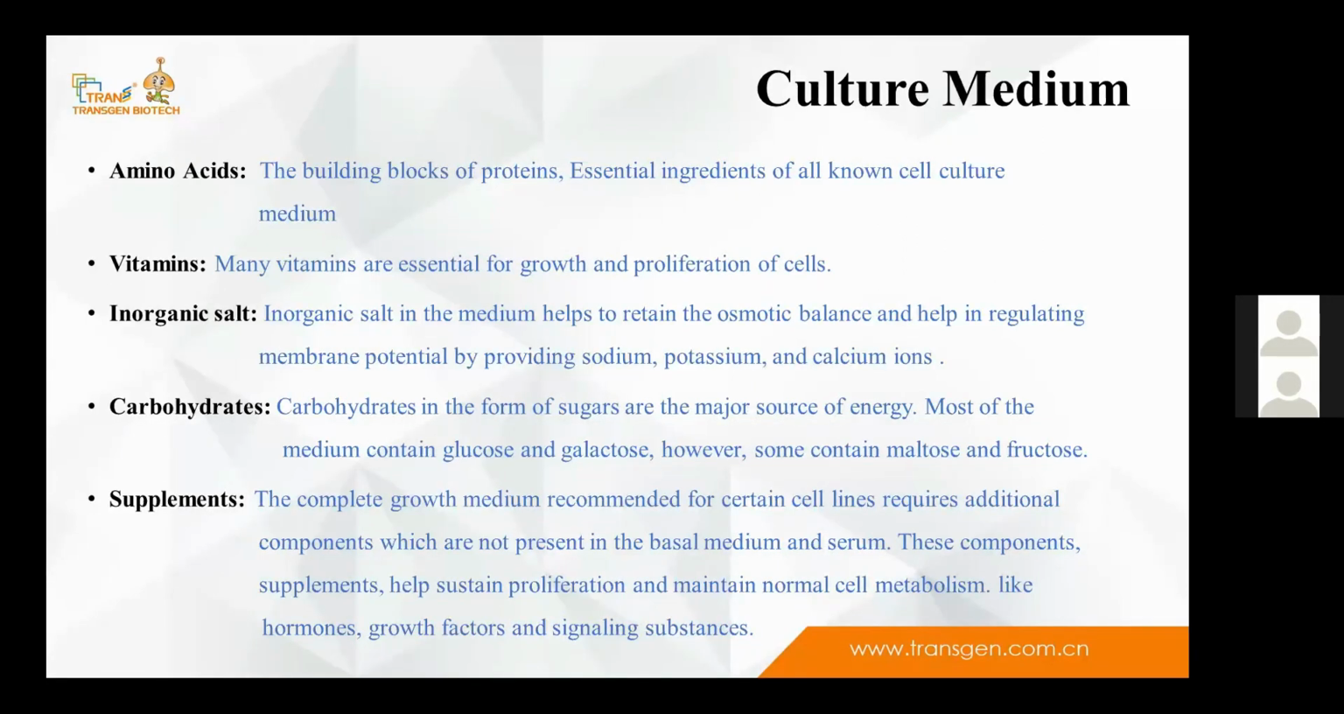Most of the medium contains glucose and galactose. However, some contain mannose and fructose. And the supplement. Usually, the supplement does not exist in every medium. Some complete growth media recommended for certain cell lines require additional components which are not present in the basic medium and the serum. So these components, supplements, have to support proliferation and maintain normal cell metabolism, like hormones, growth factors, and signaling substrates. Later in stem cell culture, we will provide a special supplement in the whole system.